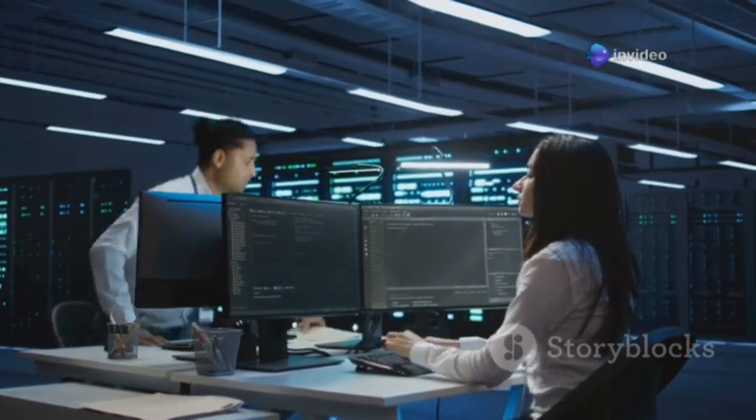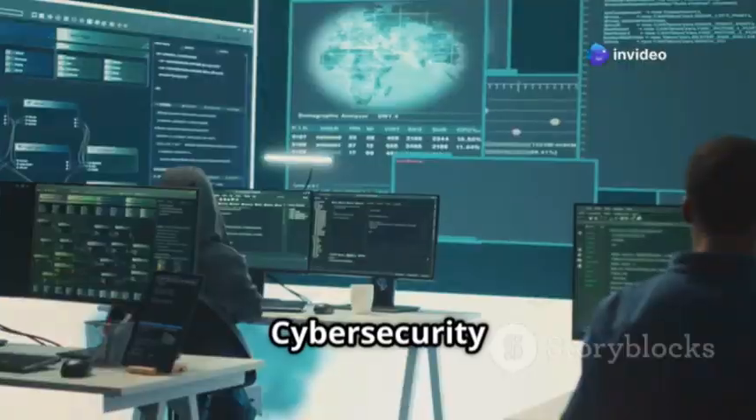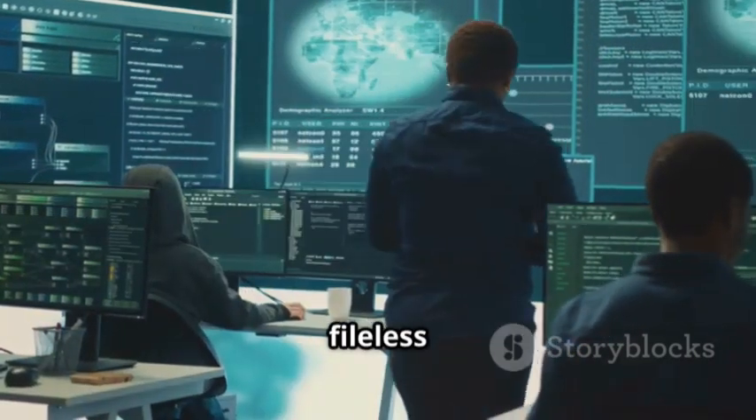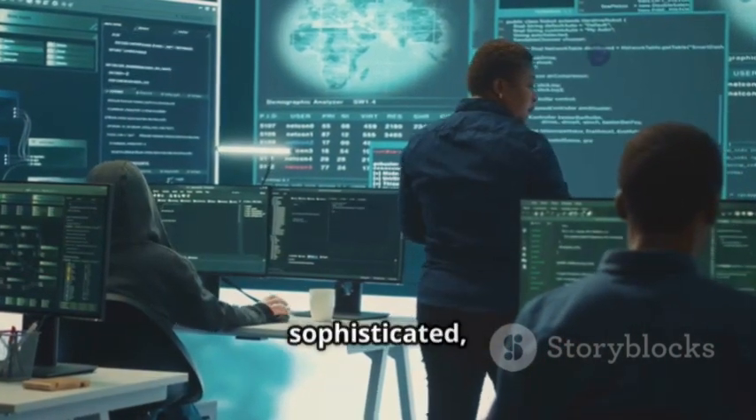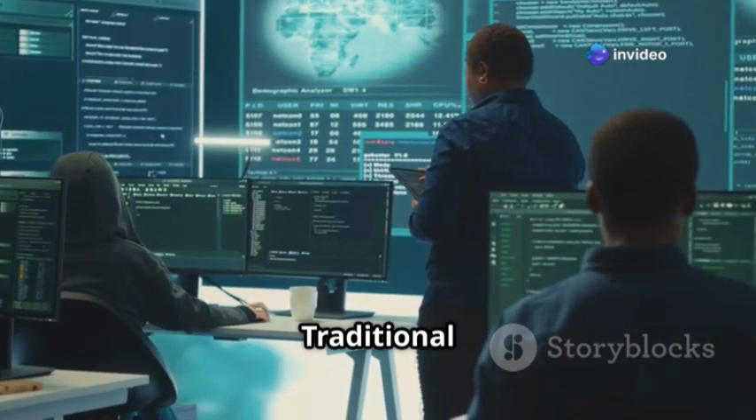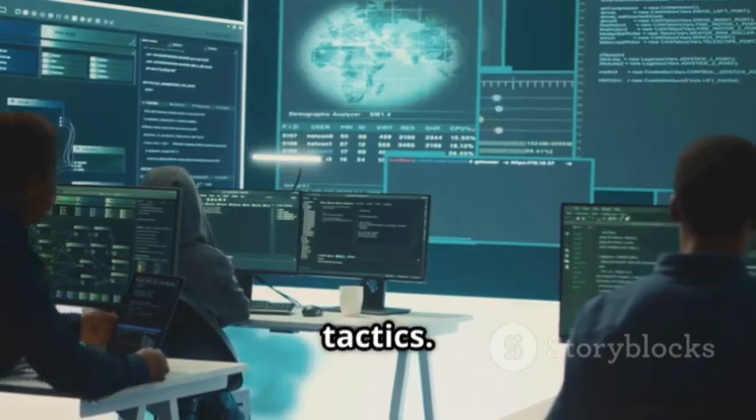Section 6. Expert Opinions. A call for new defenses. Cybersecurity experts are sounding the alarm about the growing threat of Stegomalware and other fileless malware techniques. These advanced forms of cyber threats are becoming increasingly sophisticated, making them harder to detect and neutralize. Traditional security measures are struggling to keep up with the rapid evolution of these malicious tactics.